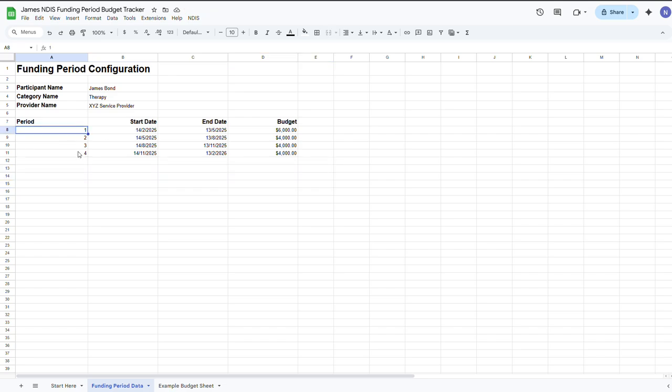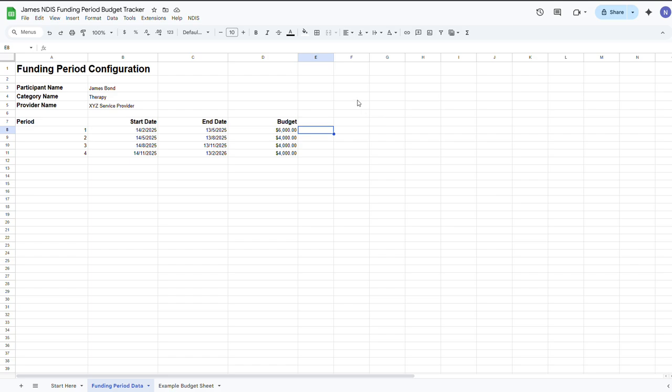So it's going to be divided into 4 periods, and it's going to go from the 14th of February 2025 and end on the 13th of February 2026. So it's going to have 3-month chunks. And you'll see here for the very first period I've got a budget of $6,000. And then for the subsequent 3 periods, I've got a budget of $4,000 for each period.